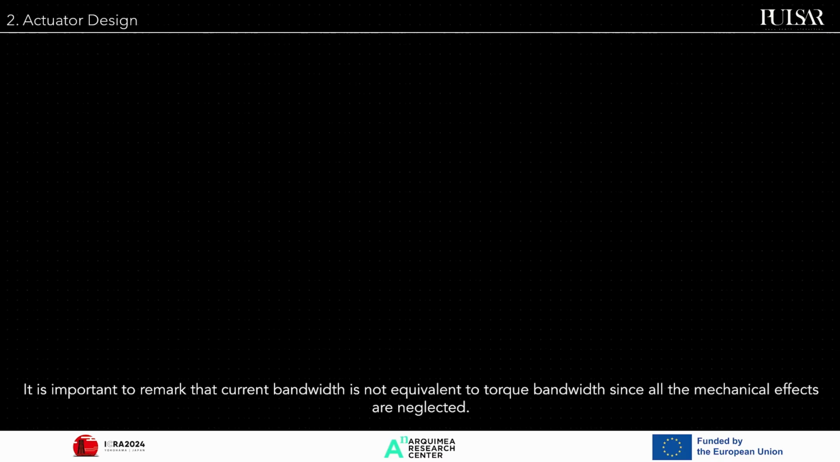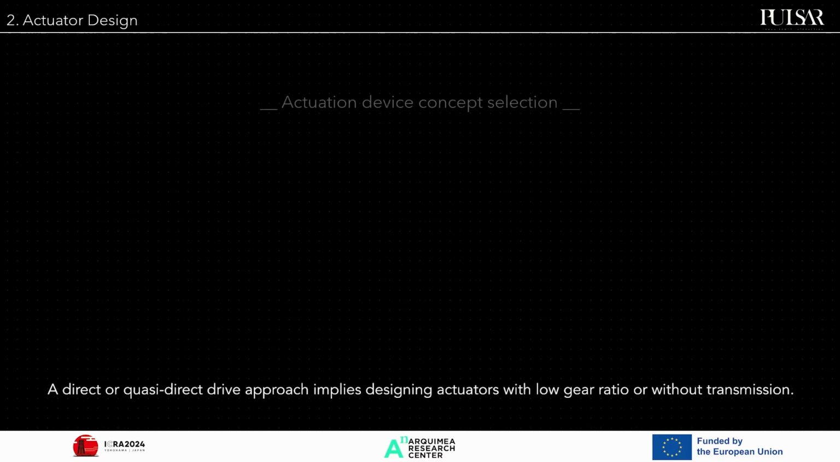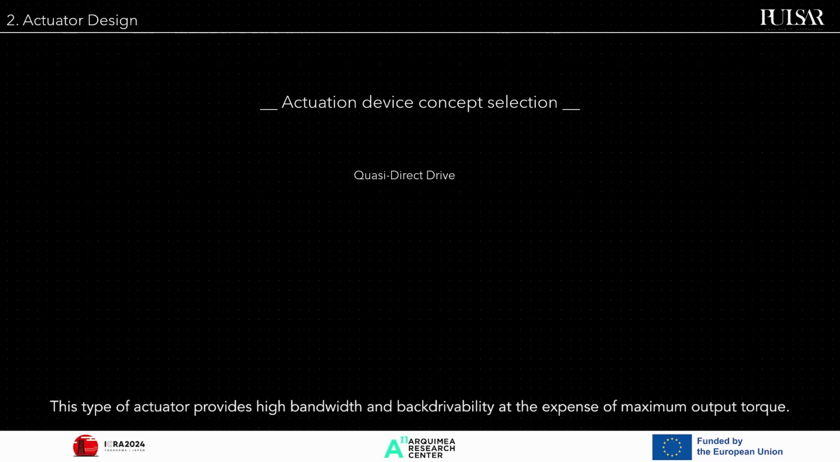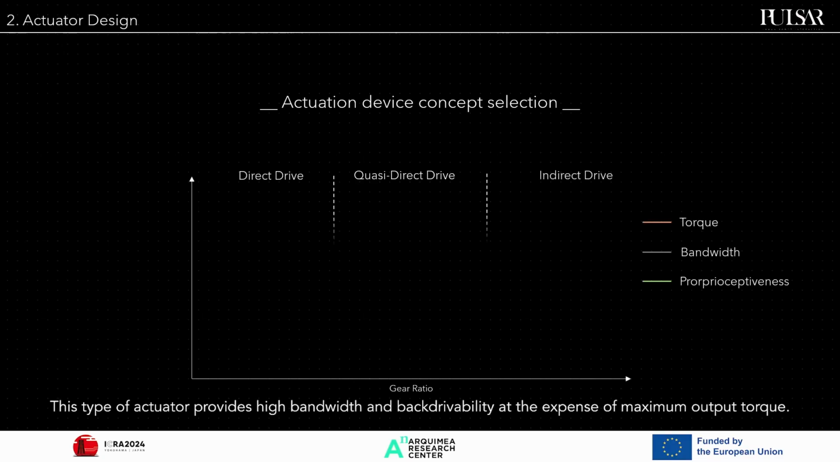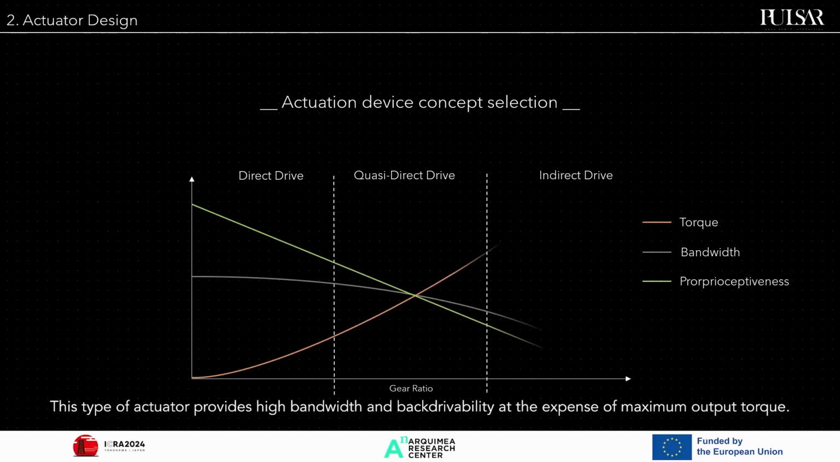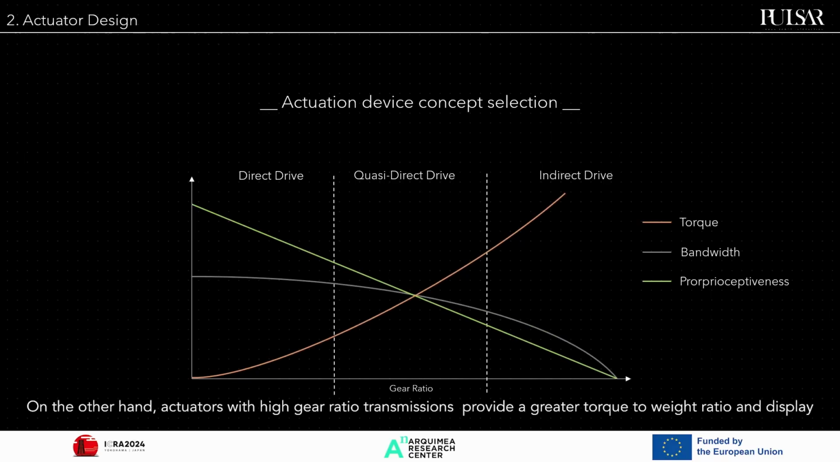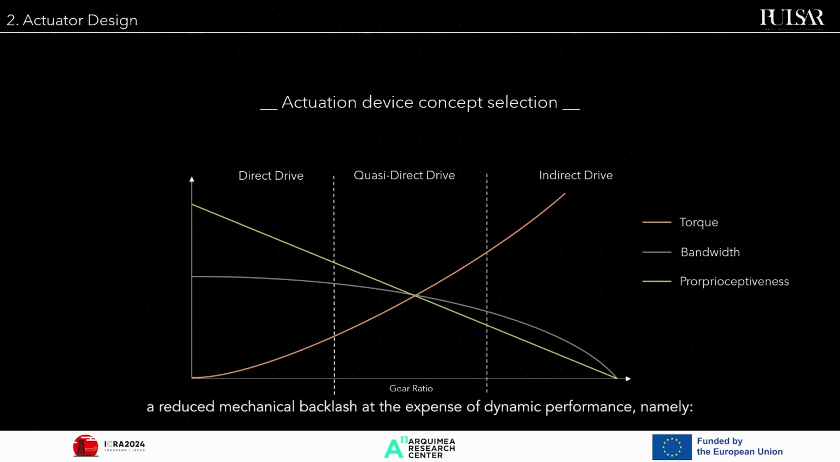It's important to remark that current bandwidth is not equivalent to torque bandwidth, since all the mechanical effects are neglected. A direct or a quasi-direct drive approach implies designing actuators with low gear ratio or without transmission. This type of actuator provides high bandwidth and backdrivability at the expense of maximum output torque. On the other hand, actuators with high gear ratio transmissions provide a greater torque-to-weight ratio and display a reduced mechanical backlash at the expense of dynamic performance, namely impact absorption, acceleration, bandwidth, proprioceptive capability, and friction, among others.